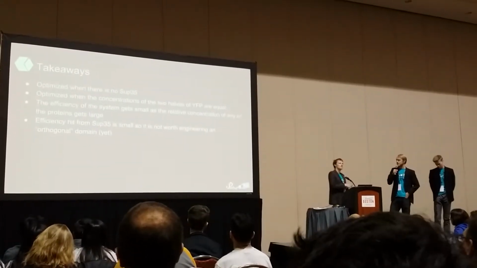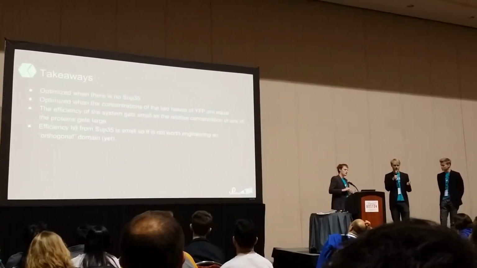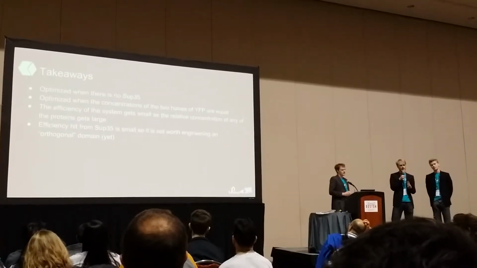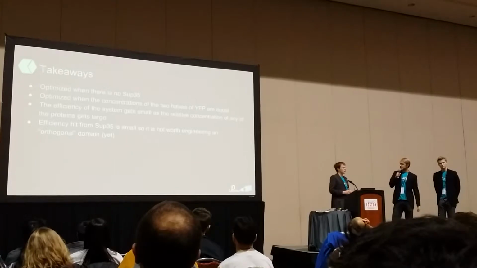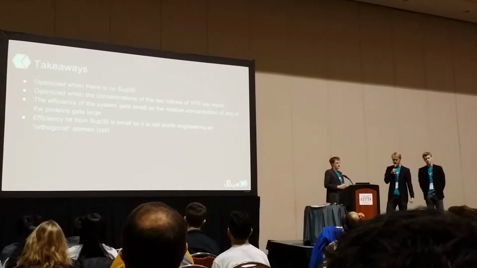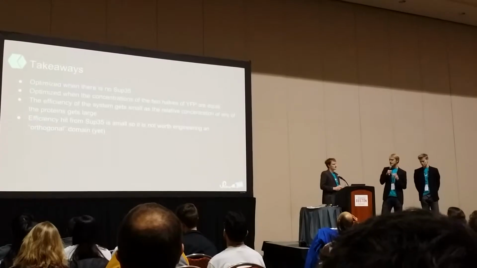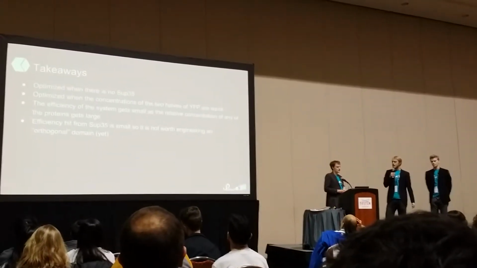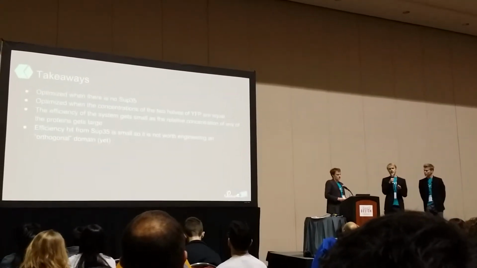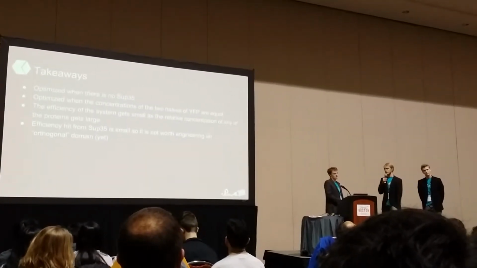So basically some takeaways from this are, it's optimized when there's no sub-35. So sub-35 doesn't interact with any of our fluorescent proteins, so it only interferes with their interactions. It's optimized when the concentrations of two YFP halves are equal. The efficiency of the system gets small as the relative concentration of any of the three proteins grows arbitrarily large, so that's sub-35 or the two halves of the split YFP. And then finally, the efficiency hit from introducing sub-35 makes it worse, but not so much worse that it's worth engineering what we're calling an orthogonal prion domain, which would be a prion domain that doesn't interact with the native sub-35 in the cell.